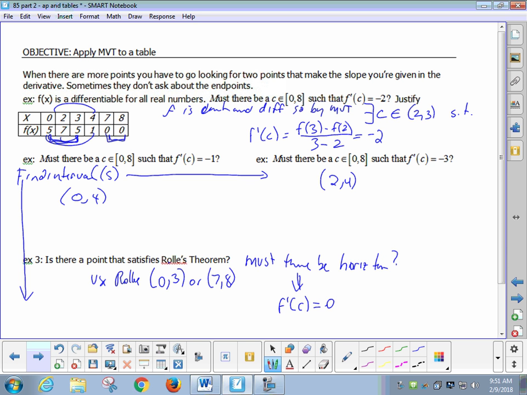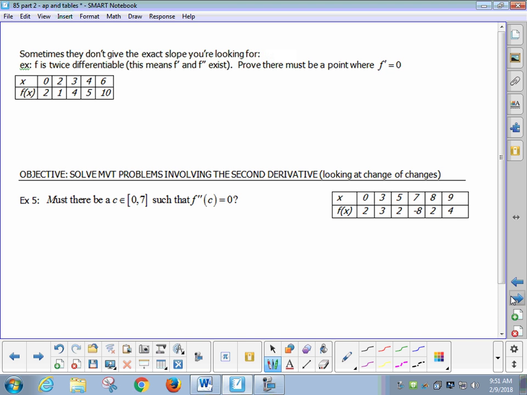And I remind you, when you use Rolle, you'll have to show three conditions: continuous and differentiable, and the y values are equal at those two. Okay? All right, now let's get funky. It's a little harder here.